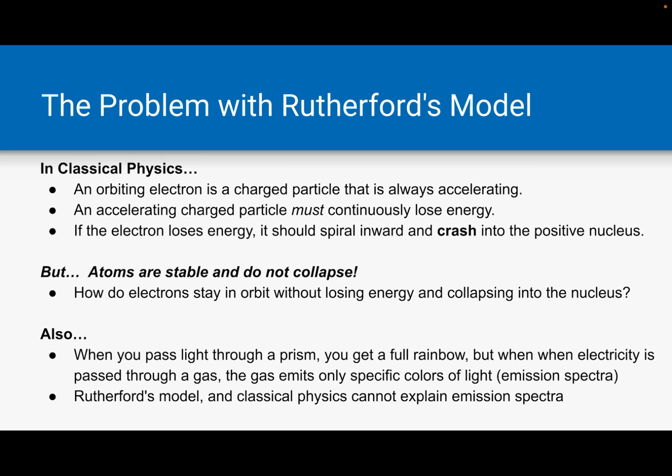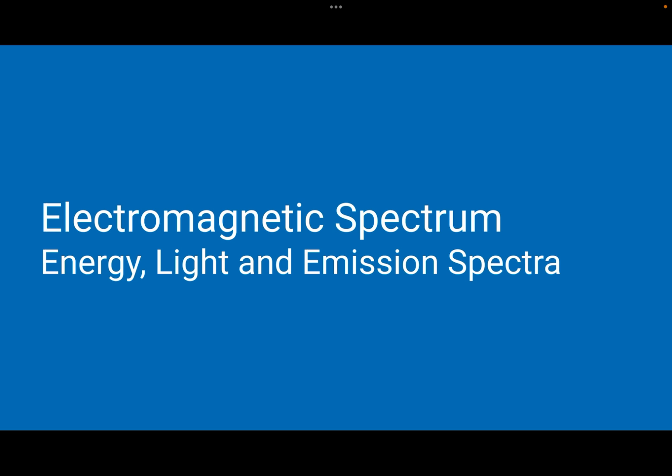Okay, so this leads us to the next types of models. We're going to take a hard left really quickly and talk about the electromagnetic spectrum. I want to give you a background on what that is and how this is related to the emission spectra, so that we can then understand why we had to move forward to a different atomic model.